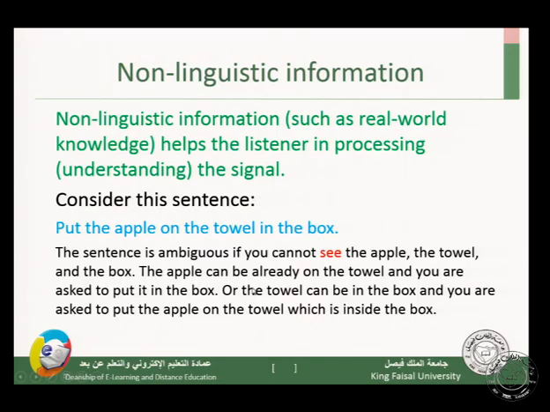These are the two meanings. So if you can see these three elements, it is going to be easy for you to understand what the speaker is saying. It is going to be easier for you to understand the instruction if you can see these three elements. If you cannot see them, then it is going to be ambiguous because you do not have the real world knowledge.